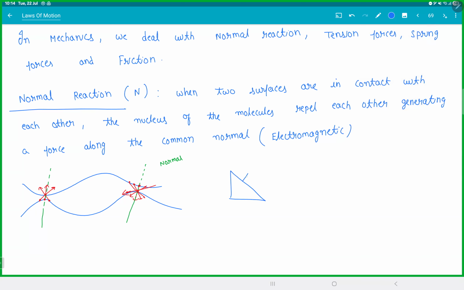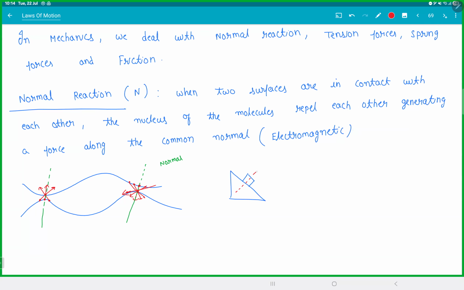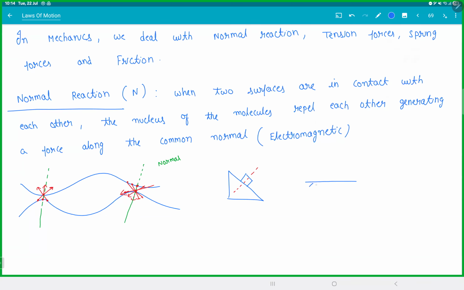So if you have a wedge and a block, the normal force will be in this direction. They push each other along this red line. So they push along the common normal. When two balls collide, the force will be along this red line, the common normal. There, that's your first one. So normal reaction will always act perpendicular to the surface. That's why we call it a normal reaction.